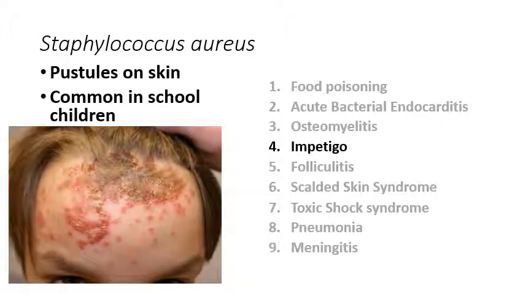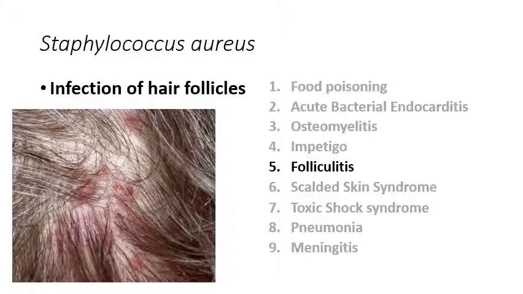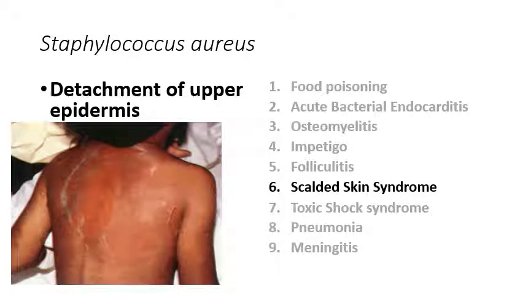Impetigo is a skin disease. I should have warned you before showing you that, but it is where you get staphylococcal aureus infection of the hair follicles. Folliculitis is the same thing basically, except that it's a less severe version of impetigo. Scalded skin syndrome is where you have Staph aureus growing just under the top layer of skin, causing the top layer of skin to peel off, so it looks like you've been scalded with boiling water, or like you've had a bad sunburn.